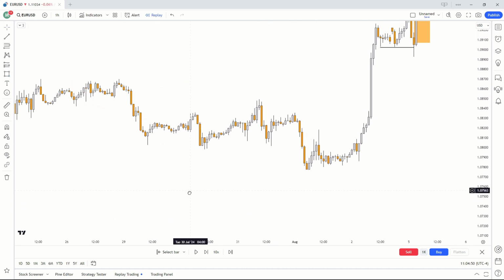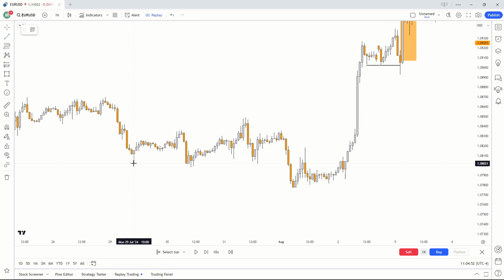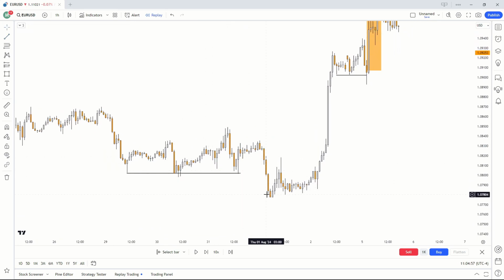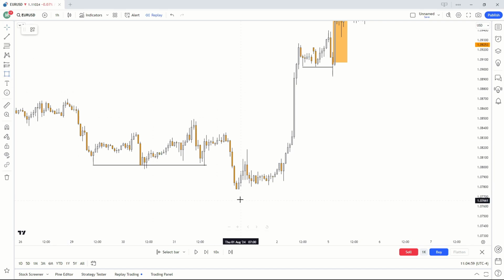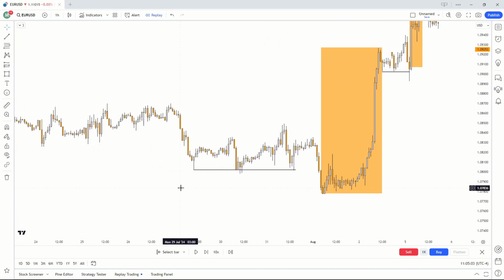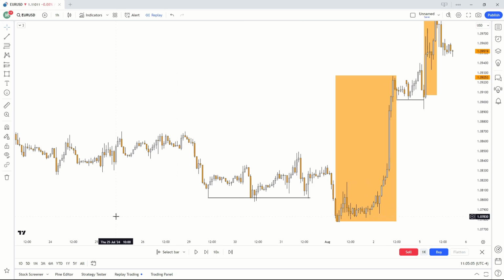Another example right here, we have these equal lows right here. As you guys can see, we have 3 touches. So we have market come below, sweep this liquidity, and we get a big move to the upside. All the big moves happen after liquidity sweeps, as that's when smart money can get engaged into the market.